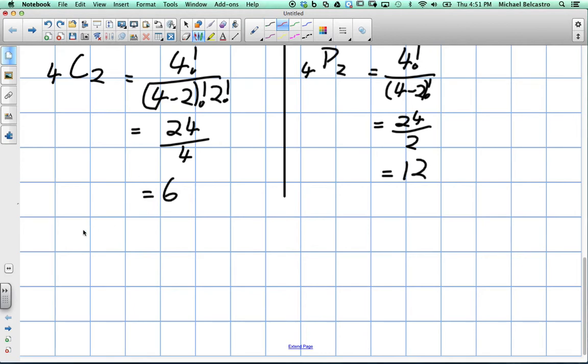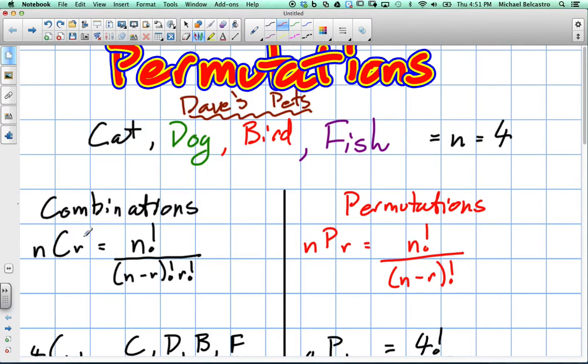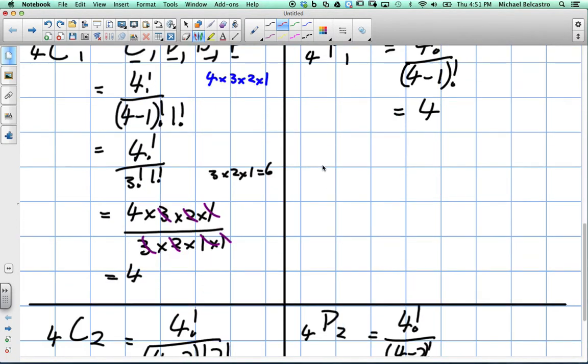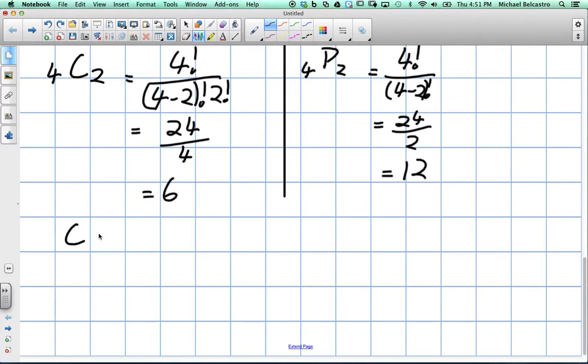And let's talk about that idea. Okay, so if you recall, all the way at the top, we had a cat, a dog, a bird, and a fish. So we can have the cat with the dog, we can have the cat with the fish, and we can have the cat with the bird. Probably eat each other, but that doesn't matter.